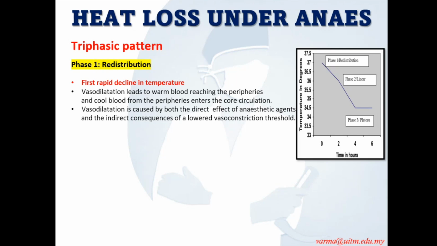And thus, heat loss occurs more. So this is the redistribution phase. That's why there is a rapid decline in the first phase, the temperature in the first phase. This is the reason why we have to warm the patient even before we induce the patient. We put the patient on a warmer. We warm the patient. We make sure even the peripheries are warm. So when the peripheries are warm, the difference between core and periphery temperature is not much. So there is not much redistribution of heat from core to periphery.